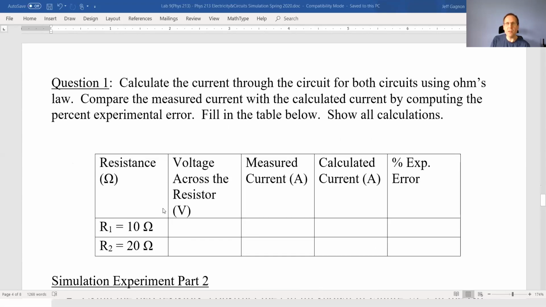Okay, so question 1 is going to be calculate the current through the circuit for both of those circuits using Ohm's law, and then compare the measured current, what you measured, to what you calculated by computing the percent experimental error. And since it's a simulation, you're probably going to get 0 or something very close to 0 here, right? Whereas if it was an in-class experiment, there might be some error there because the batteries are not perfect. There really is a little bit of resistance in the wires and so on. All right, so let me show you the simulation.